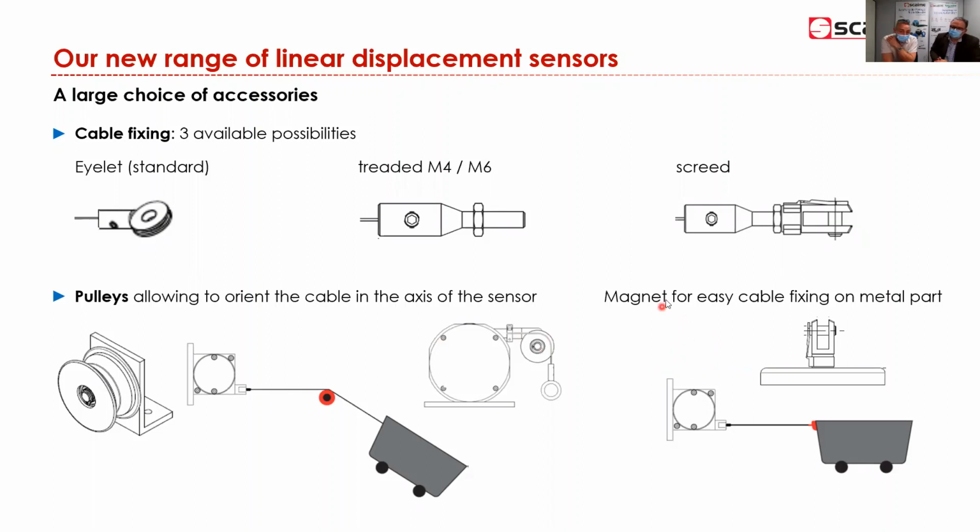Another system is a magnet, very simple. If the moving part is metal, we can put the magnet directly here and fix the cable directly on the magnet. So if the customer, for whatever reason, cannot drill a hole in the moving structure, and if it's metallic, magnetic, in that case we can use this, and the force of the magnet is sufficient, up to 22 Newton I guess, for the larger strength. So that's simple.